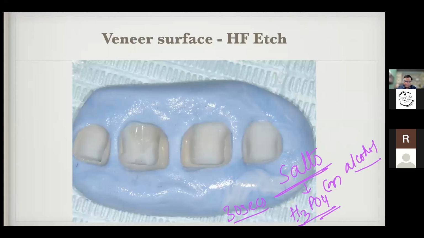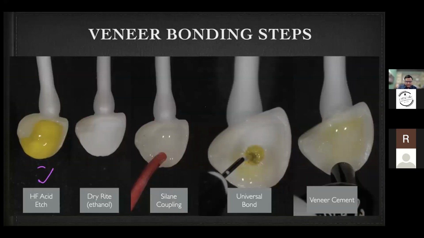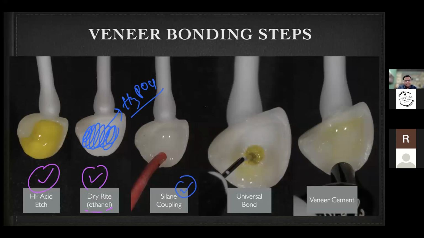Just simple. After this, if you look at the steps: hydrofluoric acid, then dry, then ethanol, or you can use phosphoric acid, which is H3PO4, which you commonly use for etching your teeth, then a silane coupling agent, then a universal bond, and don't cure the bond. Don't cure the bond, because if you cure, it will increase in thickness. You do not want the thickness to increase. Don't cure the bond.